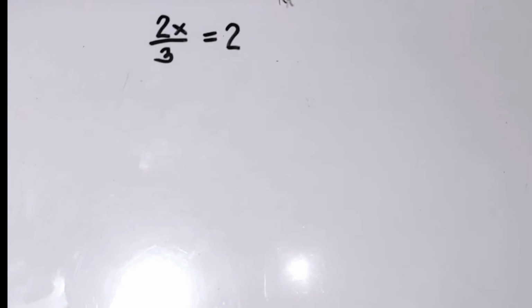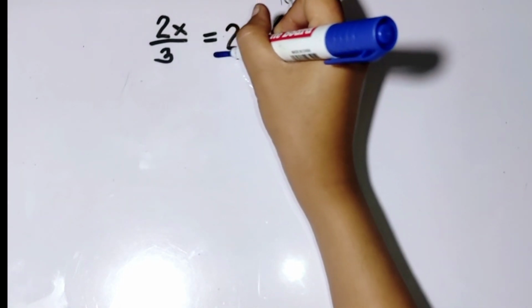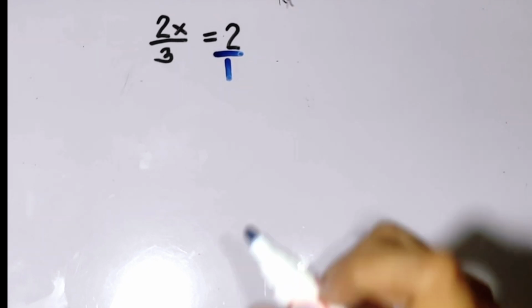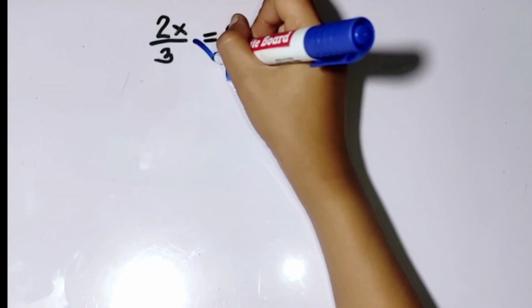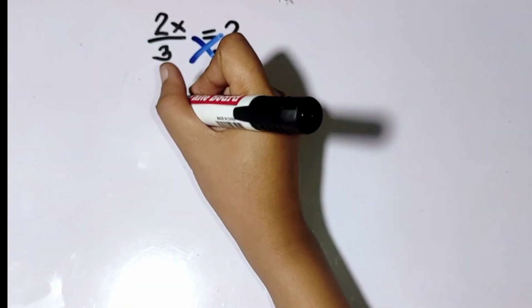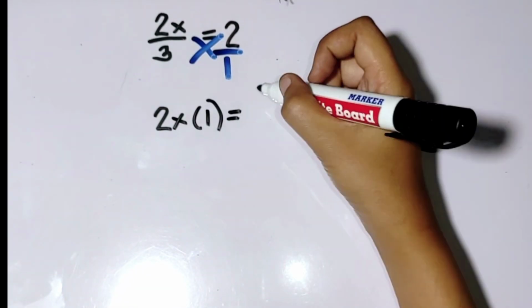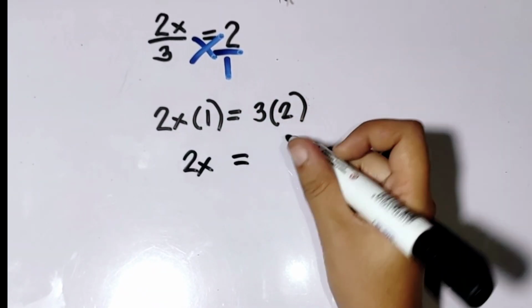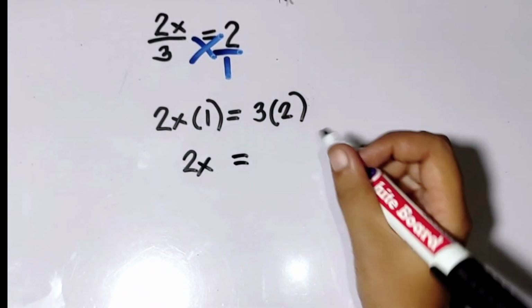I will show you an example of solving a rational equation. Our first example is 2x over 3 equals 2. Now, 2 is a whole number and we can put 1 as its denominator. Next, let us cross multiply. 2x times 1 equals 3 times 2. 2x times 1 is 2x equals 3 times 2 is 6.